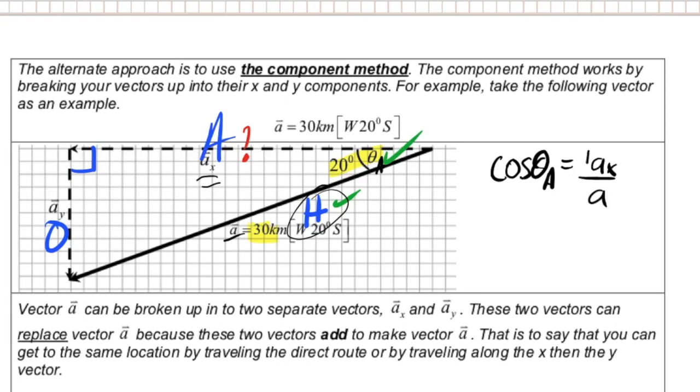Now, technically, I should write it like this. That's technically the way you should do it. But for the sake of clarity, I'm just dropping the harpoons, which means that we're talking about the magnitude only.